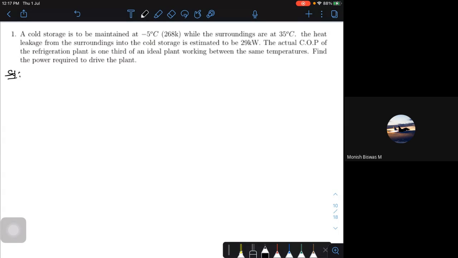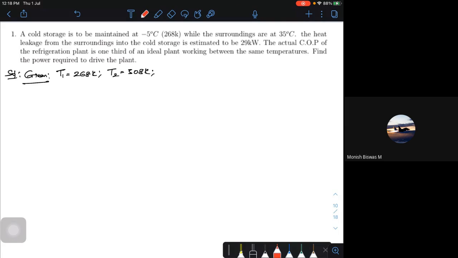So what is given? They have given the temperatures. If I call the lower temperature T1, it is minus 5 degrees, or 268 Kelvin. The higher temperature T2 is 35 degrees plus 273, which is 308 Kelvin. This is what they have given.